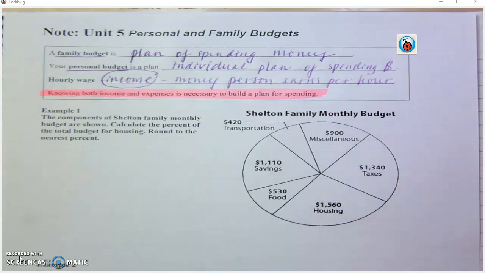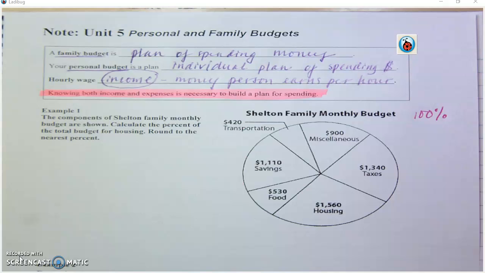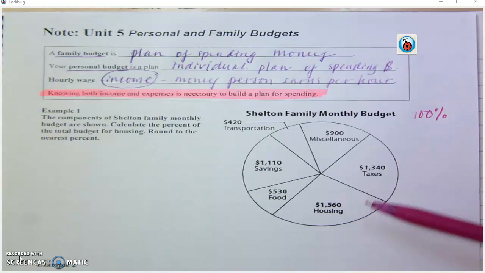Let's take a closer look, guys, at this circle graph. As I mentioned, there are several categories. This particular graph does not tell you percent. We're going to see some of these pie charts that will have percent values and some that do not, but keep in mind, they still total 100%. That's still a must. Each of these categories is broken up by where the money is going. We all have to pay taxes. Taxes and housing seem to be a huge part of the Shelton family's budget. Lots of money going there.